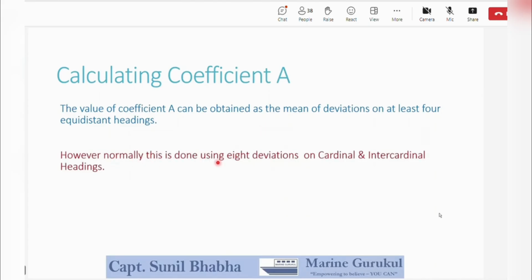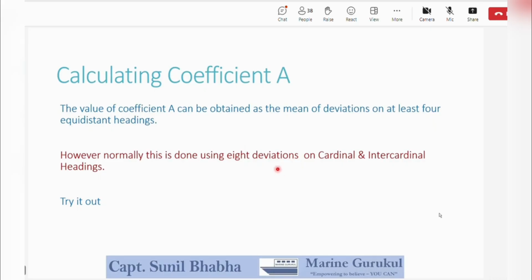Practically, this is done using 8 deviations on cardinal and intercardinal headings. Taking this value in 8 deviations gives you more accuracy. So practically we use the deviations on cardinal and intercardinal headings and take a mean.